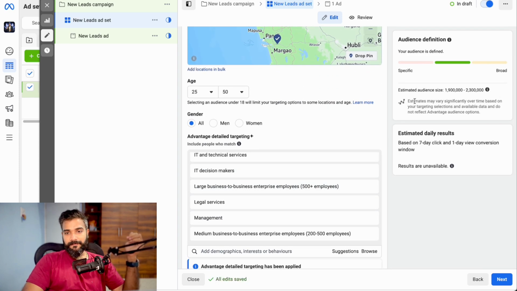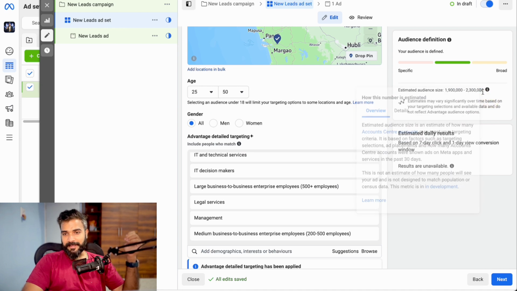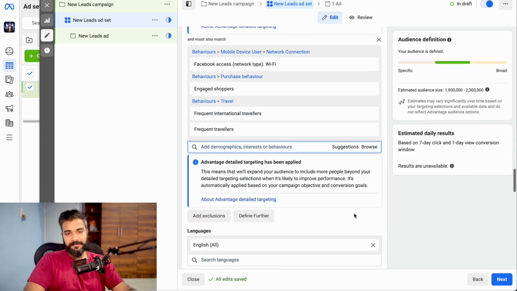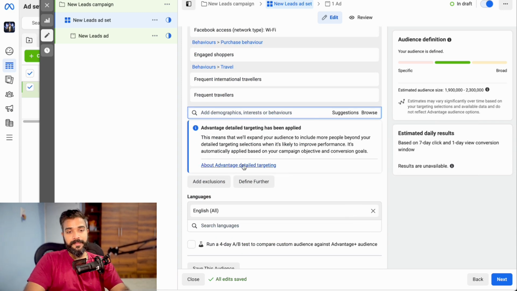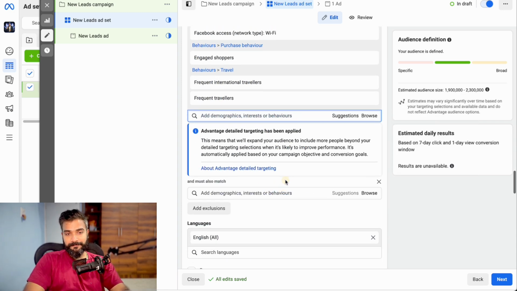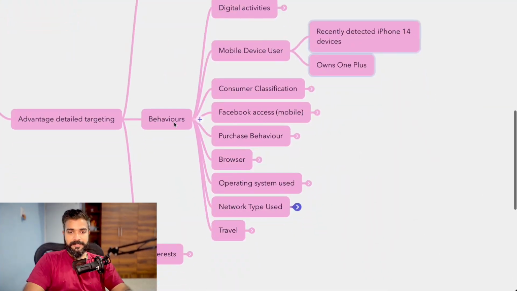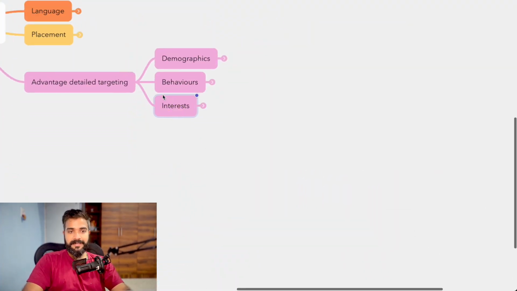Now, if this is like 1.9 to averaging 2 million, again, it's good, but we'll need to find a way out to reduce it down to 1 million. Like 1 million is a sweet spot, honestly, for me to run ads, especially for high ticket clients though. Now I define further. Now I have done demographics and behavior. Now at this point is when I go for interests.